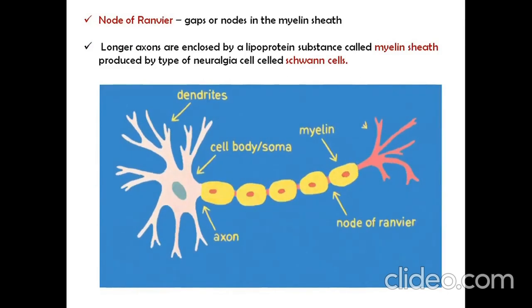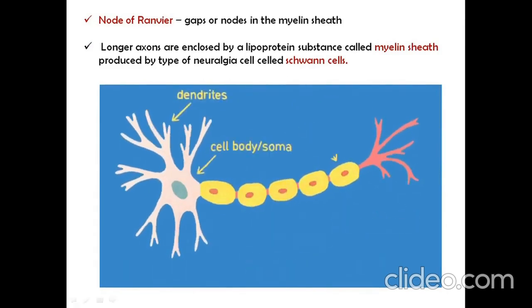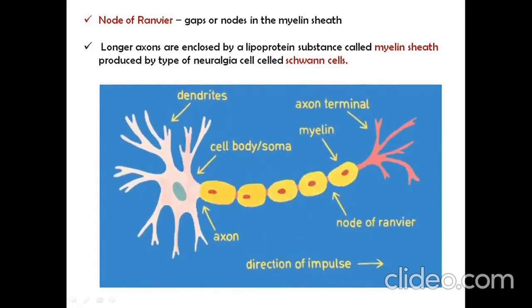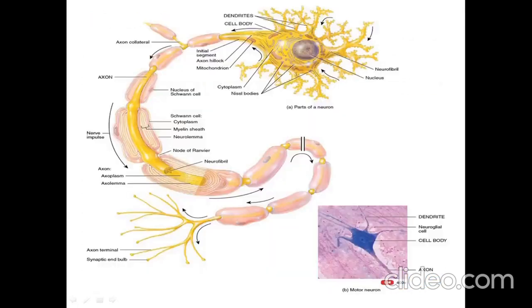This is the diagram of the neuron. It contains the dendrites, cell body, myelin sheath, node of Ranvier, axon and, last one, the axon terminal. These are the axon, myelin sheath, cell body.